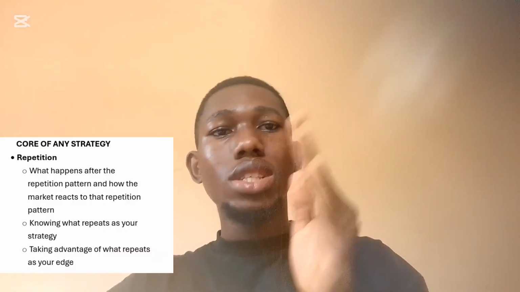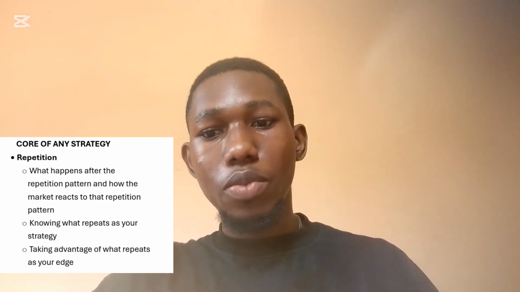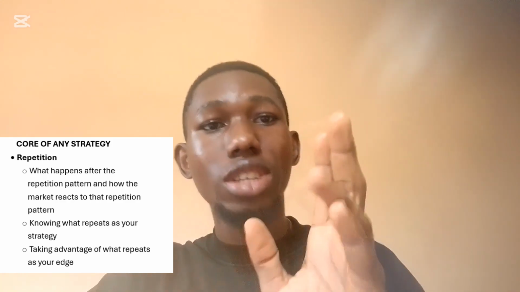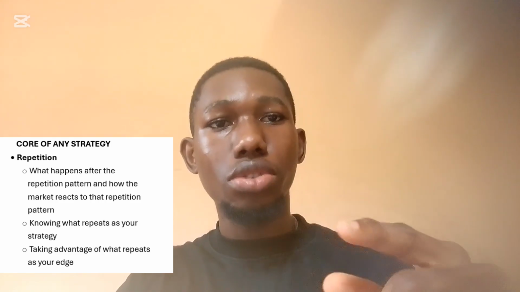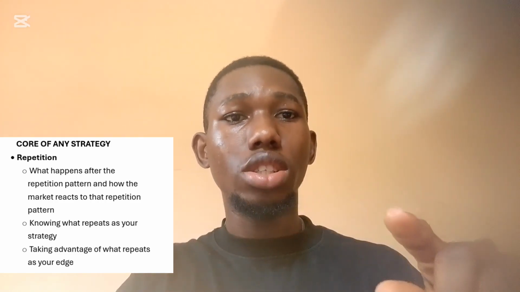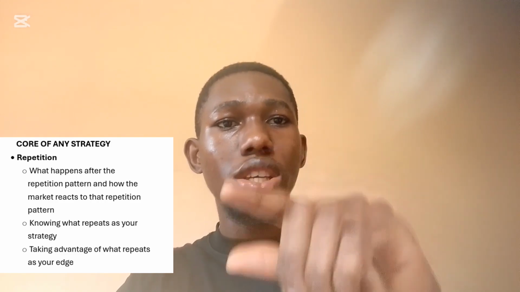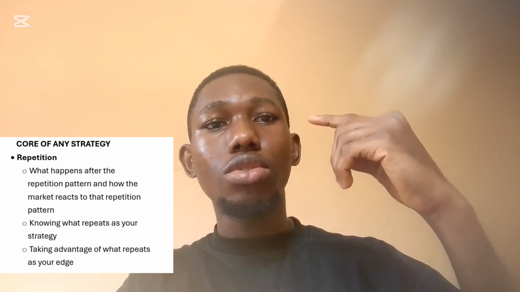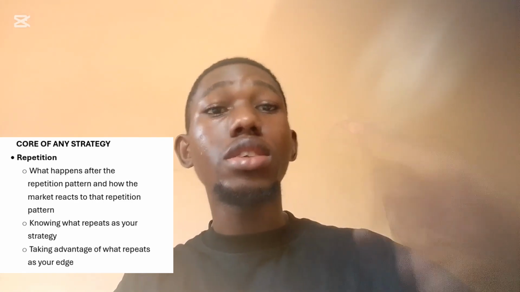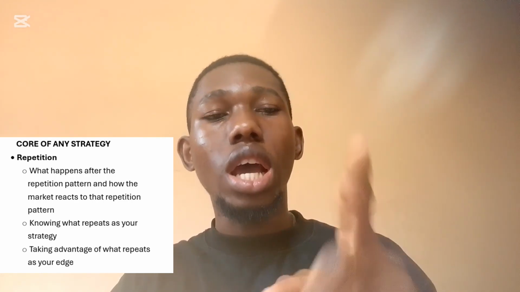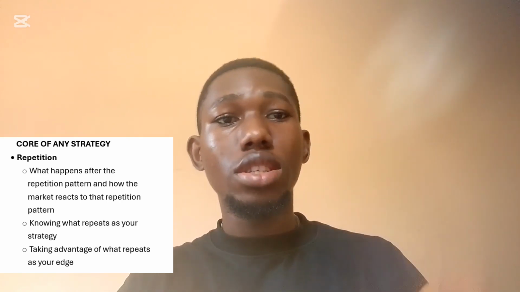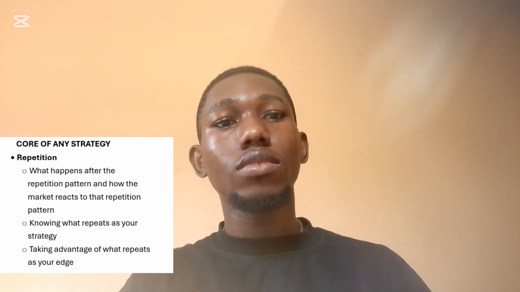Now, what is the core of a strategy? The core of any strategy is built on repetition. As long as you can identify something that can repeat itself in the market, you have a strategy. And knowing how to take advantage of what repeats itself is called an edge. Anything that you understand in the market that can be replicated, that repeats itself over and over again, that is your strategy.